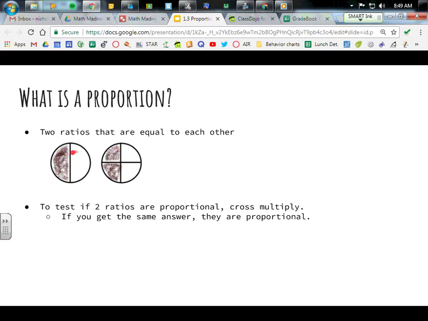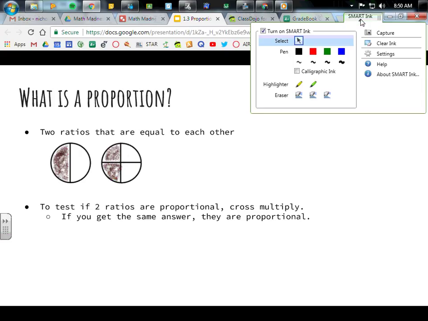You can see that both circles have been divided into multiple parts. This circle has been divided into 2 parts, and this circle has been divided into 4 parts. And both circles have some shaded parts. Our first circle has 1 part shaded out of 2 total parts, and our second circle has 2 parts shaded out of 4 total parts.